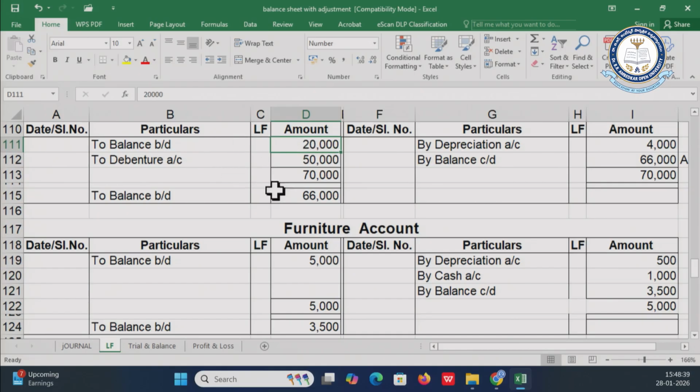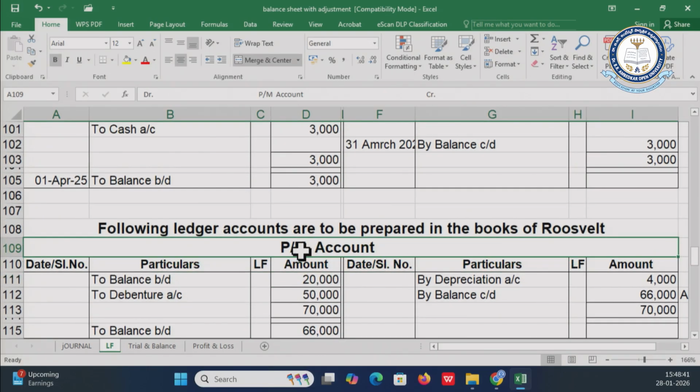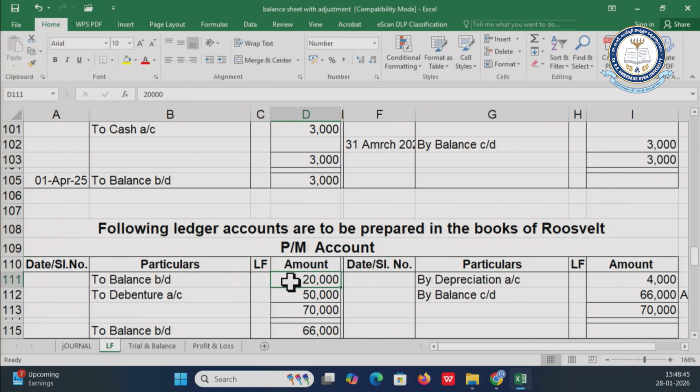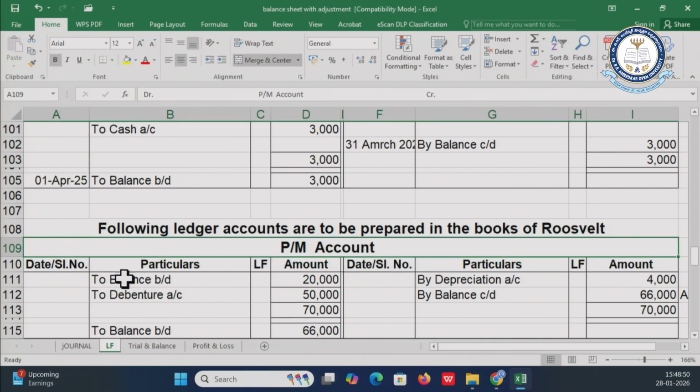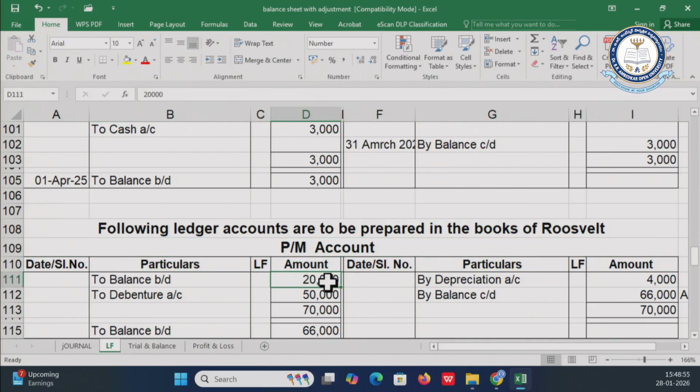Initially, when you look at the plant and machinery account, there's an opening balance of 20,000. So plant and machinery account debit to balance brought down, that is 20,000. And you have also issued debentures and procured plant and machinery. In exchange of debentures, plant and machinery account debit to debentures 50,000. Total worth of assets are now 70,000.